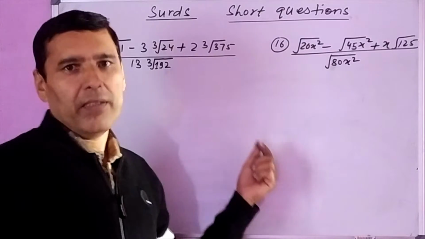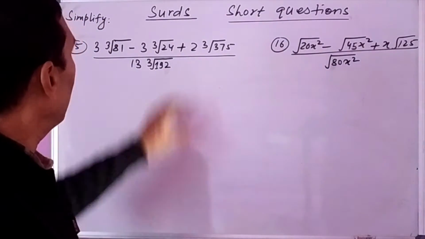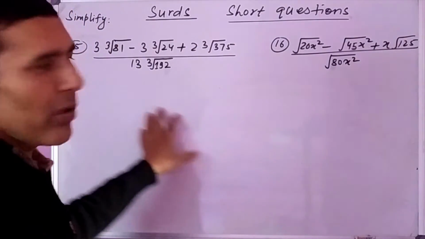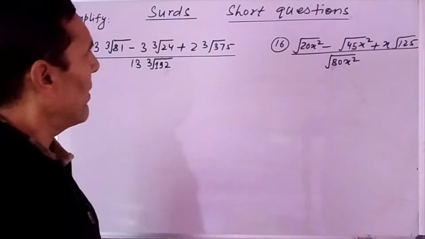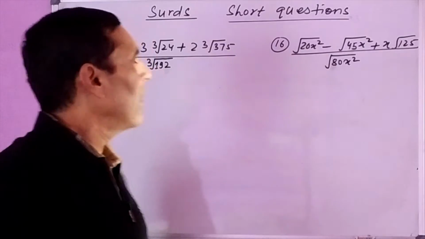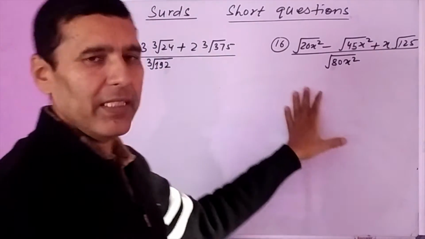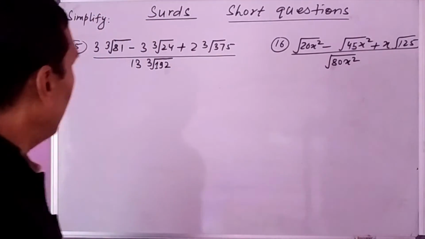Here we are simplifying the short questions from the chapter shorts. We have two more questions here. In the previous classes we simplified this type of question up to number 14. Now we have two more questions, 15 and 16. We simplify these questions here.